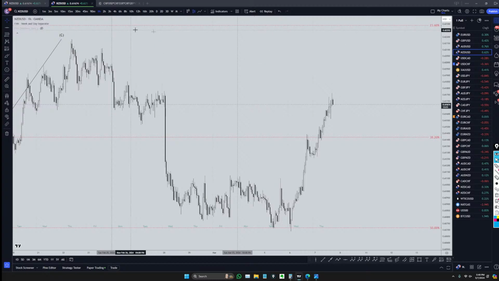So yeah, definitely looking for longs on the Kiwi. Definitely only going long on pullbacks.